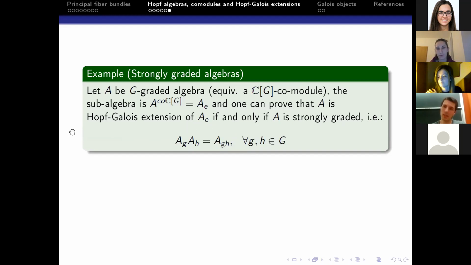And so, in a sense, strongly G-graded algebras are Hopf-Galois extensions, or non-commutative principal bundles. Non-commutative when A, of course, is non-commutative.